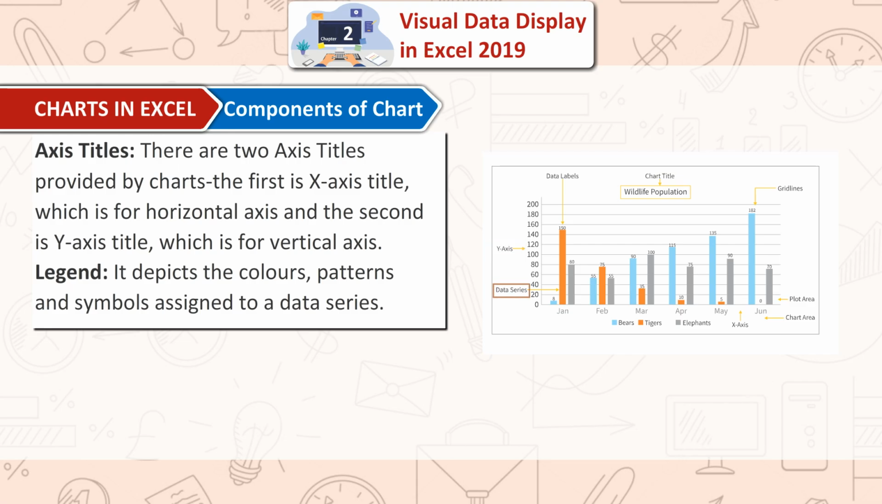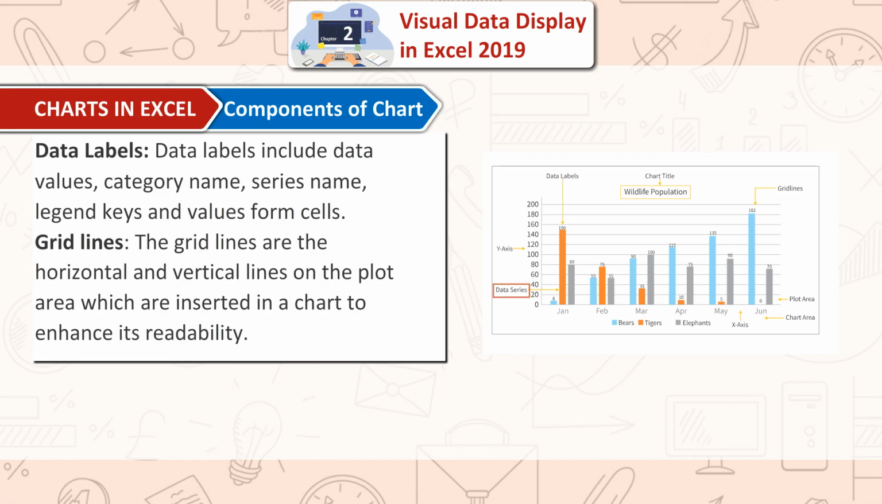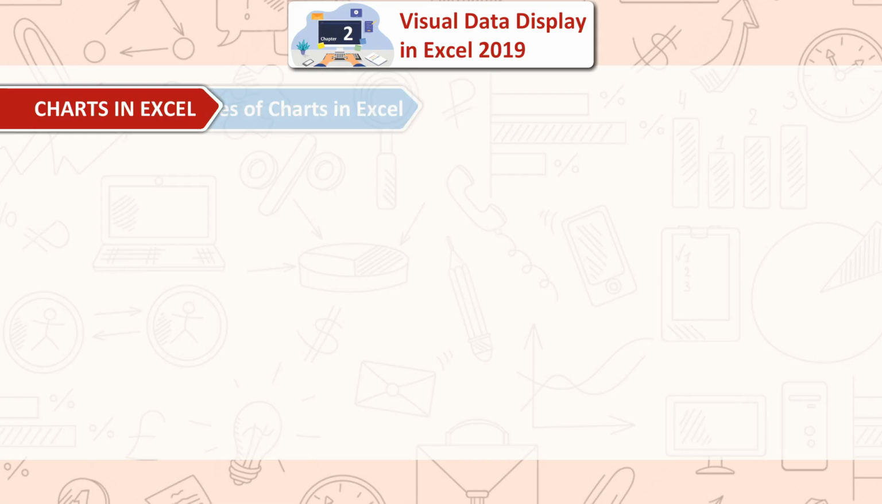axis. Legend. It depicts the colors, patterns, and symbols assigned to a data series. Data labels. Data labels include data values, category name, series name, legend keys, and values from cells. Grid lines. The grid lines are the horizontal and vertical lines on the plot area which are inserted in a chart to enhance its readability.